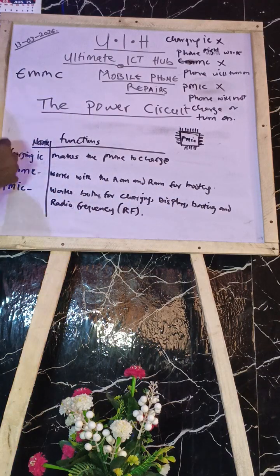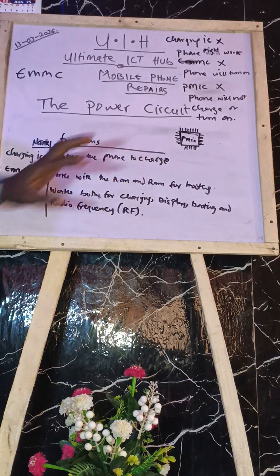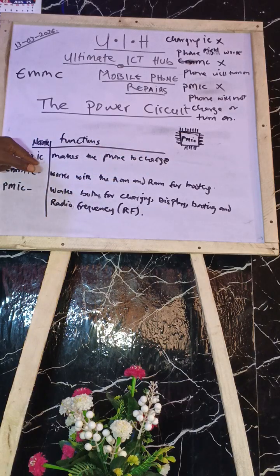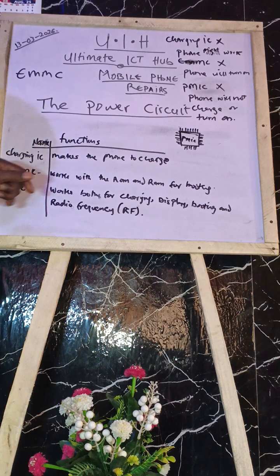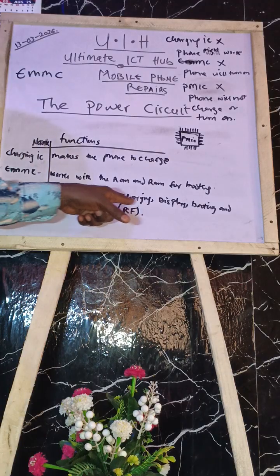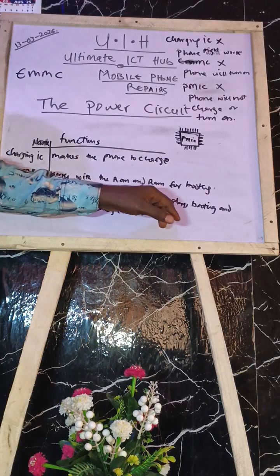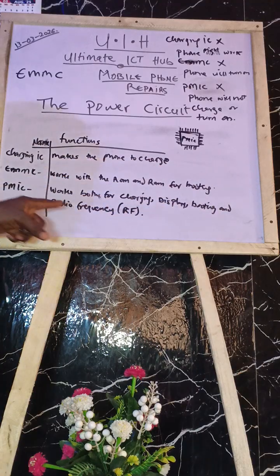Can you see this? This charging IC, of course, is only for charging majorly. If this is not working, the phone might turn on, but the phone will not charge. If this EMMC is faulty, the phone will turn on, but it will not boot. But this PMIC, the Power Management Integrated Circuit, works for charging, display, booting, and radio frequency.